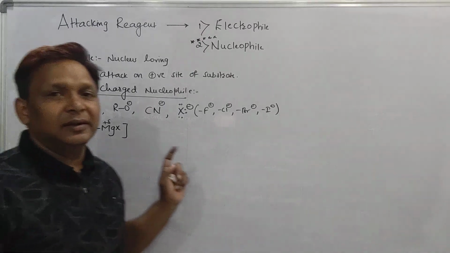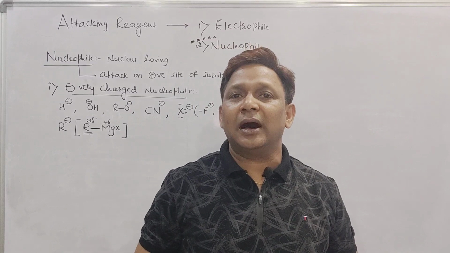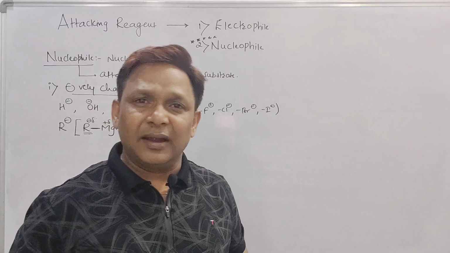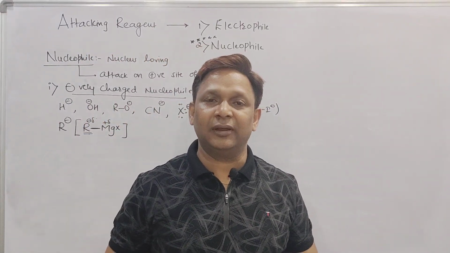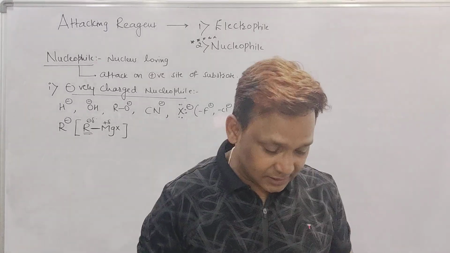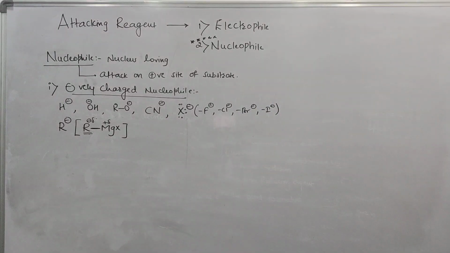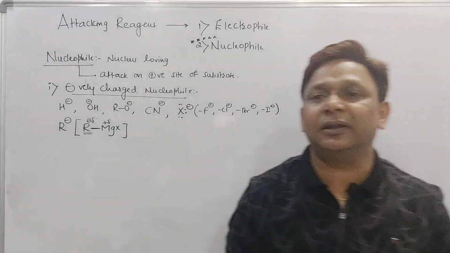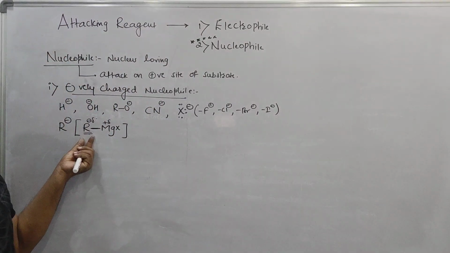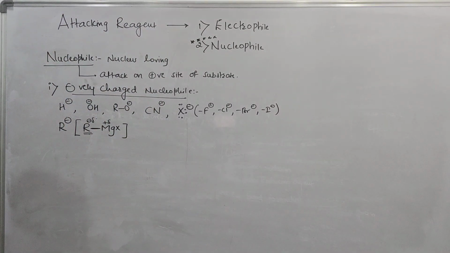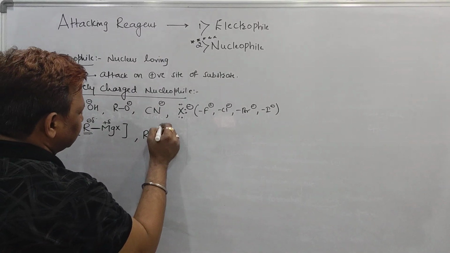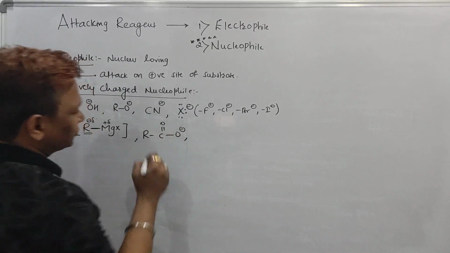R negative, beta. In the previous video I told you R plus is an electrophile, which we get in Friedel-Crafts alkylation. But in a Grignard reagent, the R which has a negative charge is called a nucleophile, because it is bonded with a metal. Metal always bears a positive charge, beta, and the atom bonded to that metal, that is R, gets the negative charge and acts as a nucleophile. We can say RCOO negative is also a nucleophile.